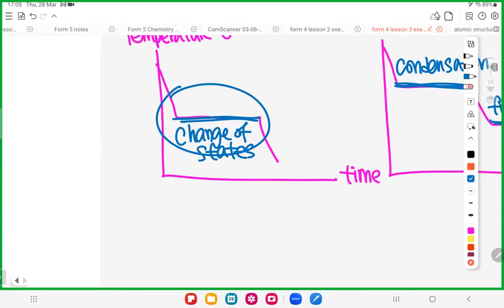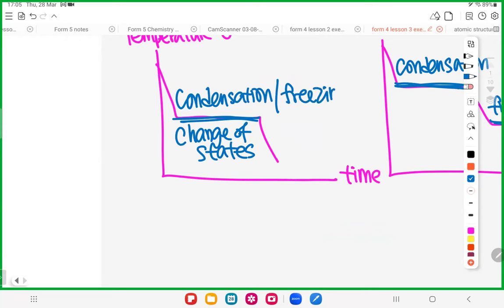But when you only have one staircase, you have to be very careful, because one staircase maybe is condensation, maybe it's freezing. So what should we do? We should read the question carefully to know what our starting condition is. For example, if they say you are given a liquid in the first place, when you cool it down, it's freezing. If they give you a gas in the first place, when you cool it down, it's condensation. So be very careful when there is only one staircase.